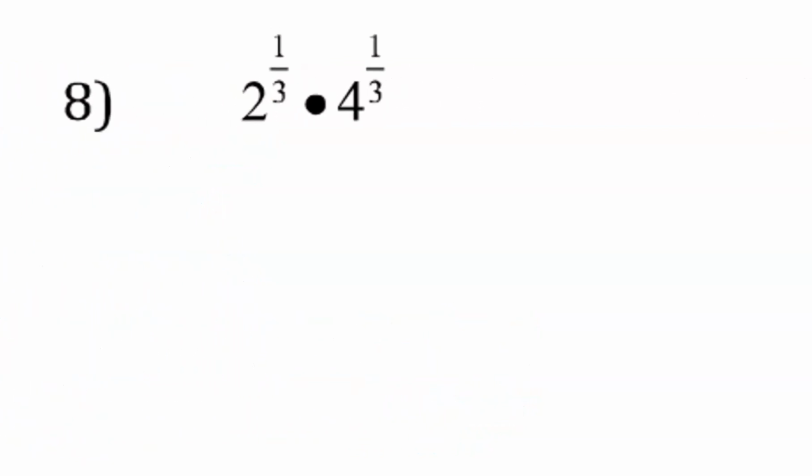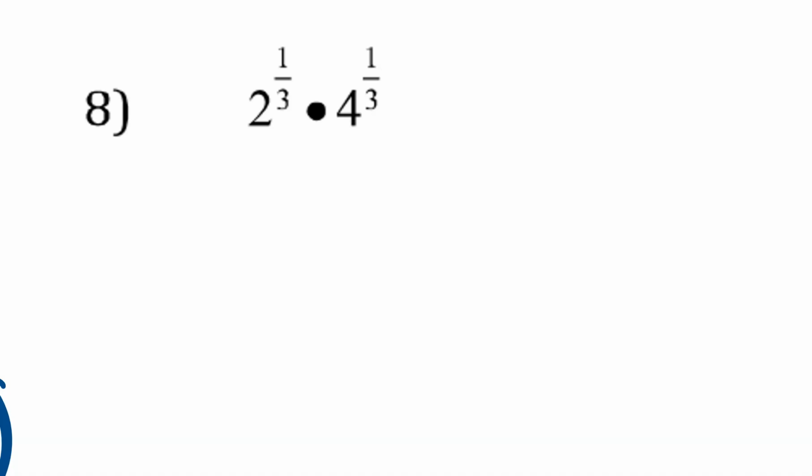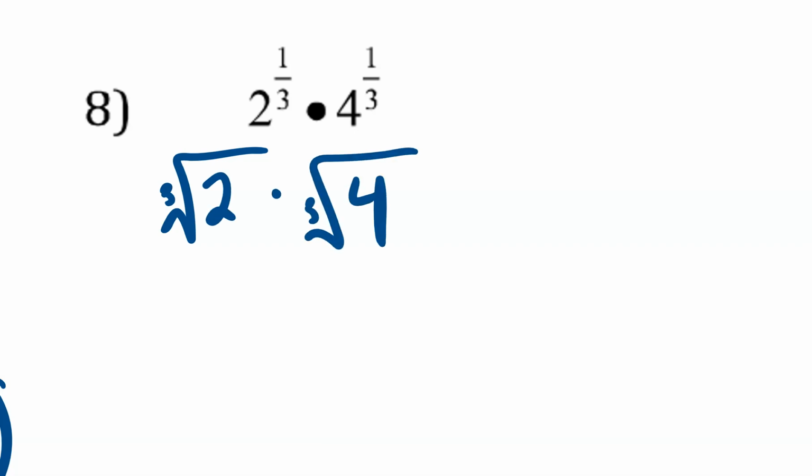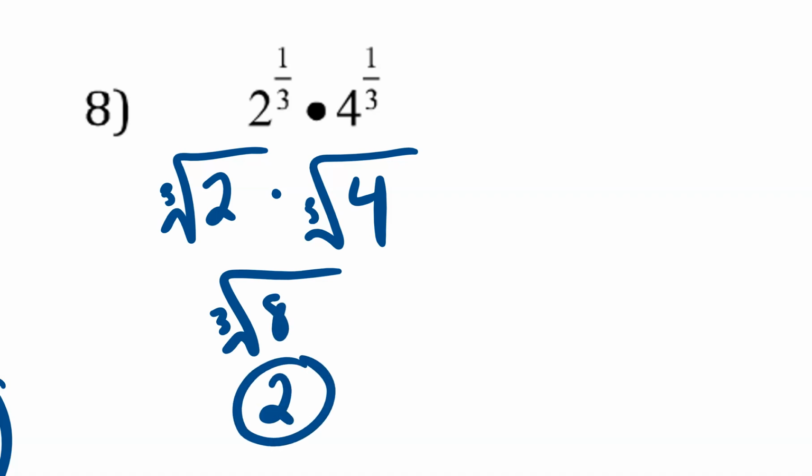Same kind of idea on this one. We can't do anything in the form that it's in right now. We're going to have to switch things up. The first option is to convert them both to radical form. This is cube root of 2 times cube root of 4. You are allowed to multiply a cube root of 2 times a cube root of 4. You get a cube root of 8. Cube root of 8 is 2. So that's my answer. Or the other option is to change this base.